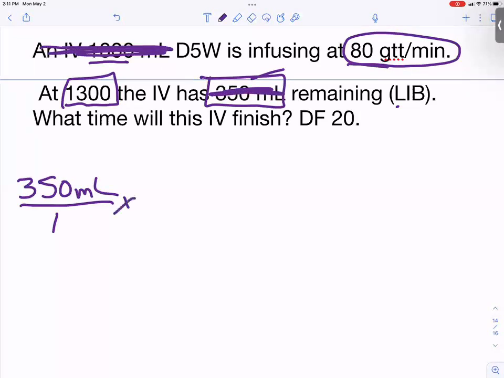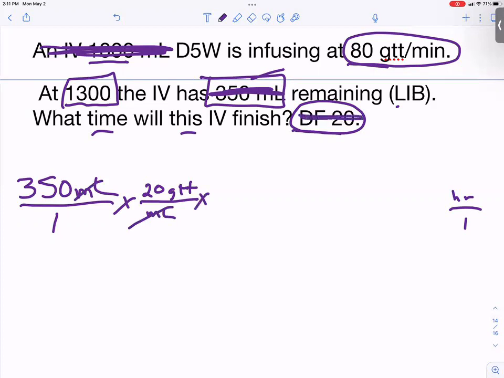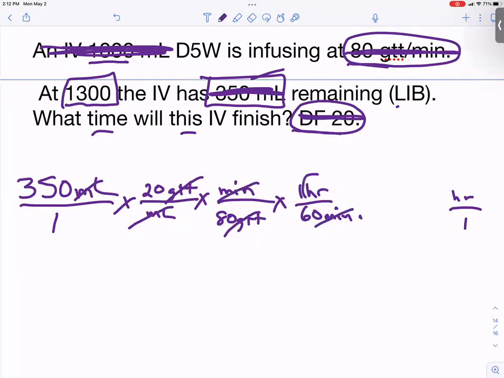So now I'm solving for what? What time will this finish? Hours. So use what's in my problem. It's got a drop factor of 20. That means 20 drops per milliliter. That gets rid of my milliliters. How do I get rid of my drops? I use 80 drops a minute. 80 drops per minute gets rid of my drops. How do I get minutes to hours? 1 hour is 60 minutes. That gets rid of my minutes. I look over my problem. I have only what I need.